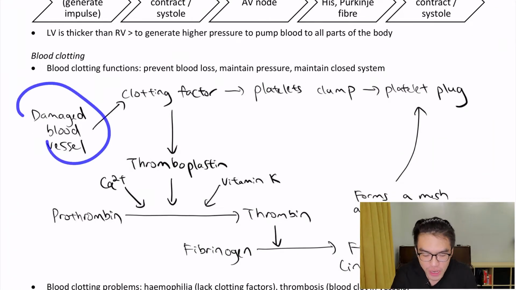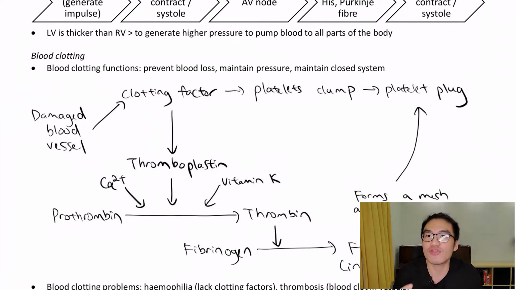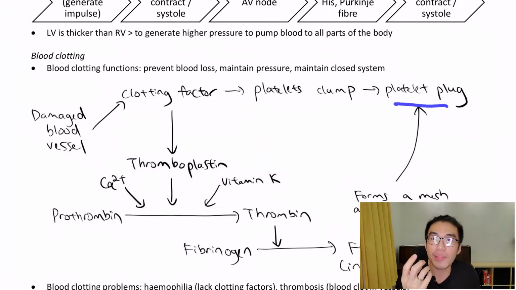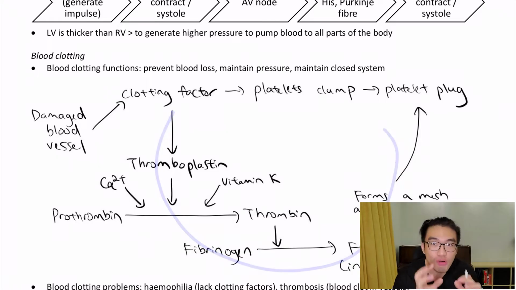When you have a damaged blood vessel, you will send out clotting factor. This is the signal that tells your body you are bleeding. So this will cause your platelet to clump together to form something called a platelet plug. But this platelet plug is not very strong. Therefore, you have this system, which is the most common in exam.